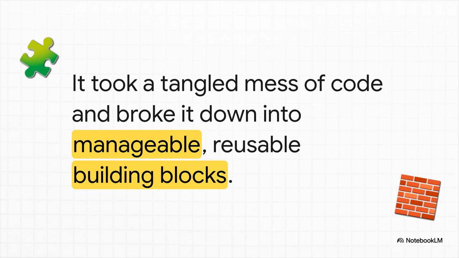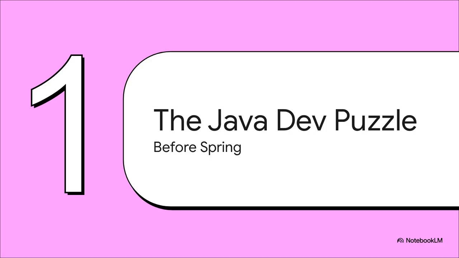Spring looked at what was often a really tangled, complicated mess of code and broke it all down into these clean, manageable, and reusable building blocks. Yeah, before Spring, building a big enterprise Java application could feel like you were trying to solve a massive, frustrating puzzle. You had all these different parts of your application that were so tightly connected, or coupled, that changing one thing could break 10 other things. It was a real headache to test and maintain.